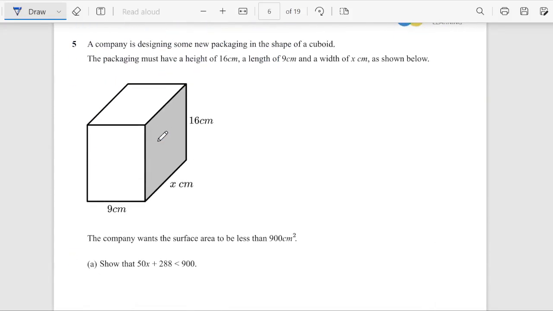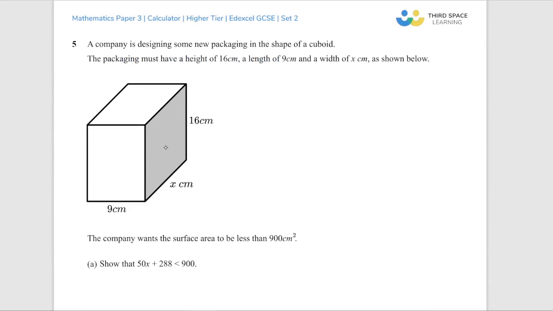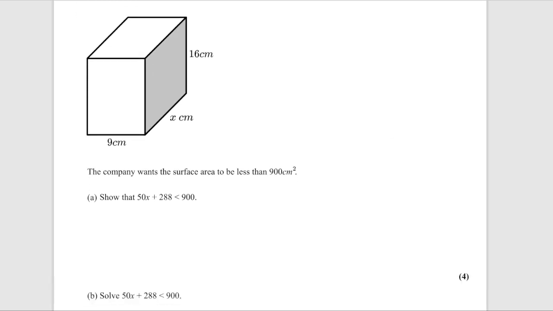Okay, question 5 then. A company is designing some new packaging in the shape of a cuboid. The package must have a height of 16, a length of 9, and a width of x, as shown below. The company wants the surface area to be less than 900 centimeters squared. Show that 50x plus 288 is less than 900.